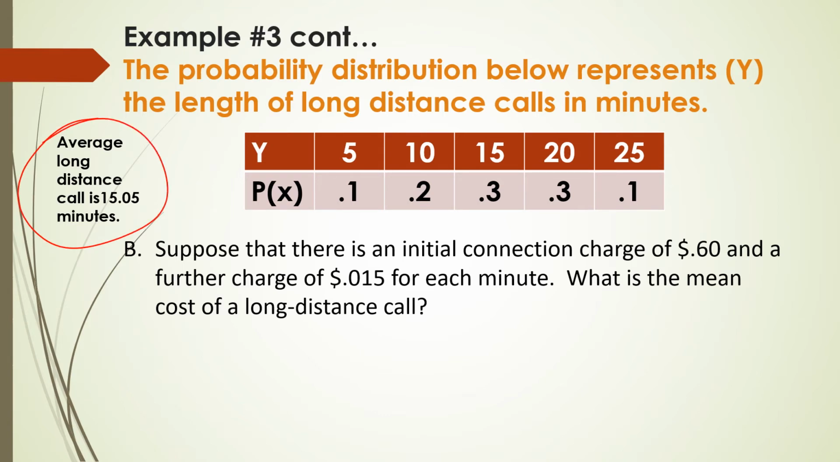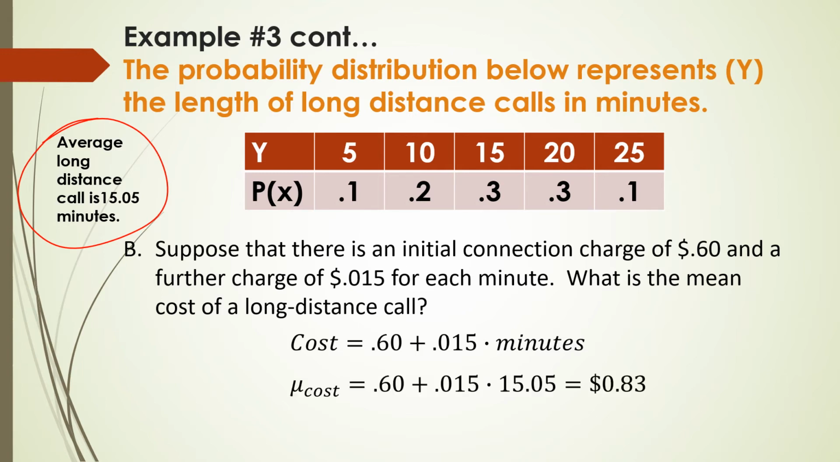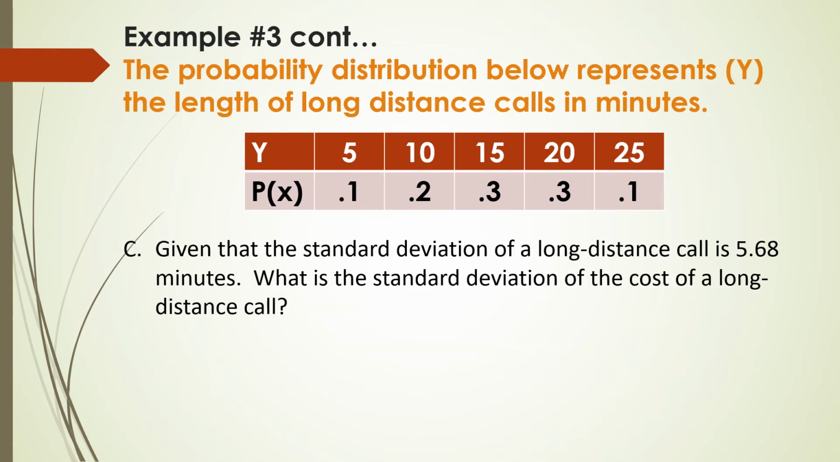All right. And so let's come up with the cost equation. So our cost equation is 60 cents plus a cent and a half per minute. So if I want to know the average cost, then I have to use the average length that the call takes in minutes. So I just plug in the previous average that I found right there, and I get 83 cents. So that's the average cost of a long distance call.